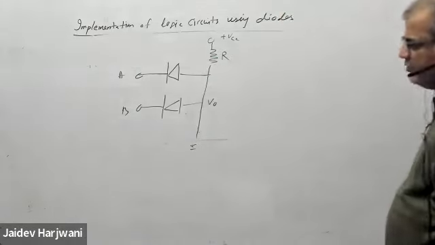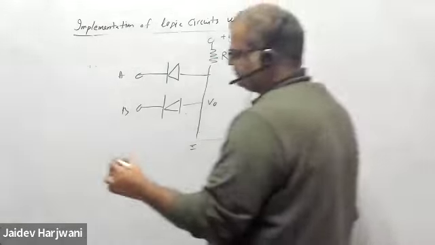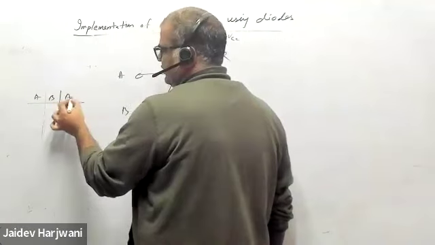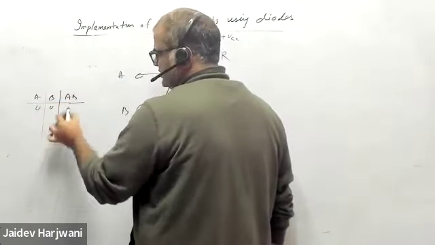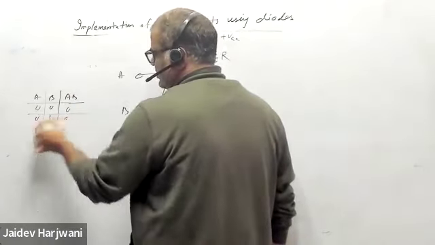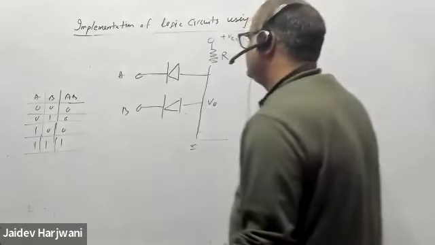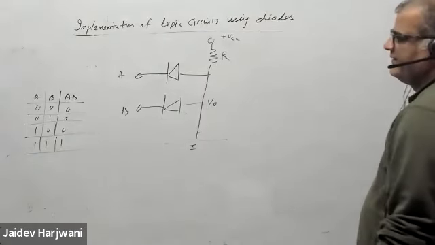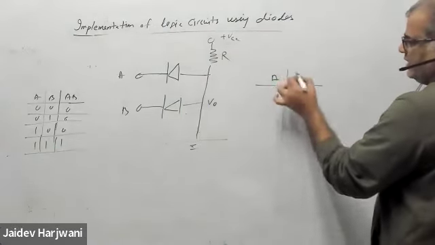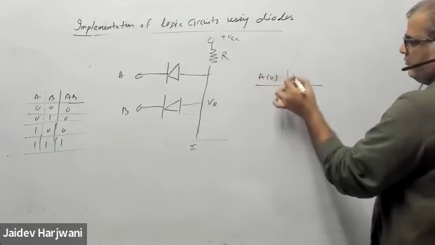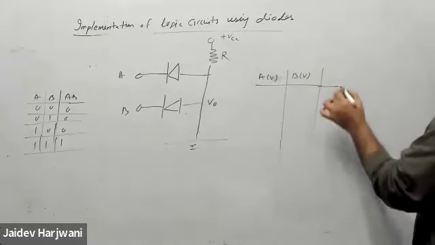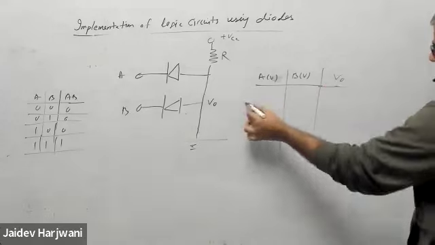Now put the values. Let us see what the AND gate is. So you have A, you have B, and you have A dot B. You have 0 0, this equals 0; 0 1, 0; 1 0, 0. Only 1 1 will come 1. Now let us check it here. I am putting A in volts, B in volts, and here the output V naught, how much is coming.